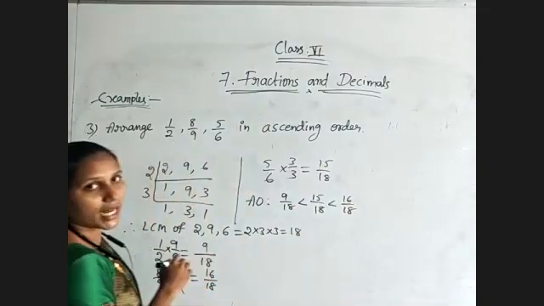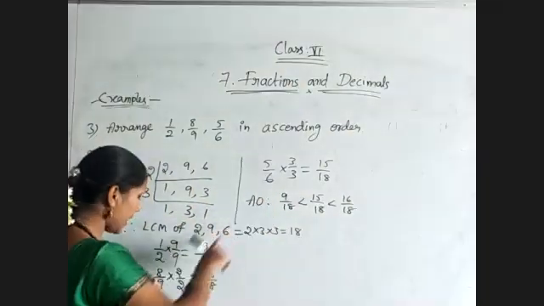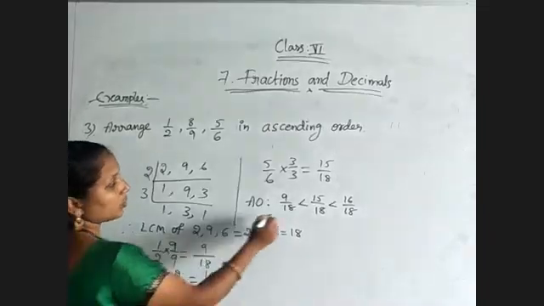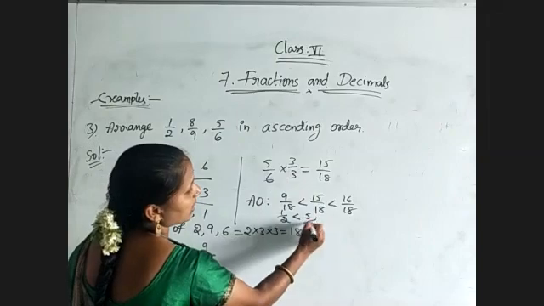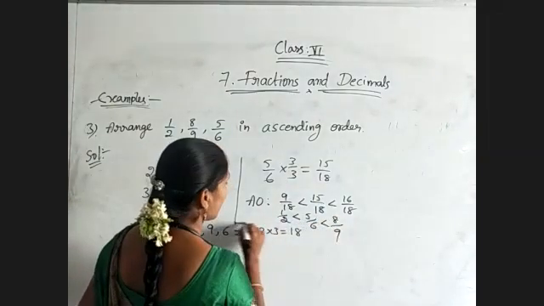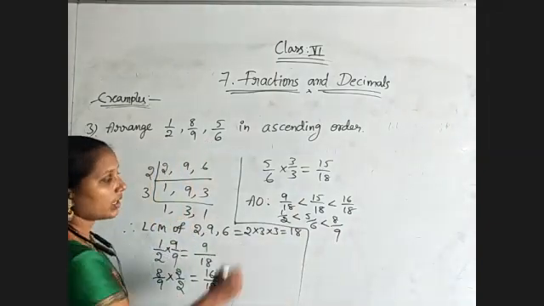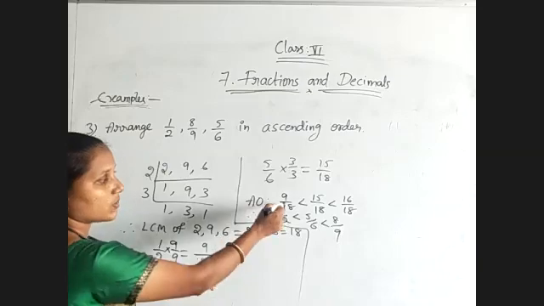But the original fractions we must write after the simplification. So 9 by 18, which is nothing but 1 by 2, is lesser than 5 by 6, which is lesser than 8 by 9. These are the original fractions. Okay. So this answer you will get in the options, not the other one.